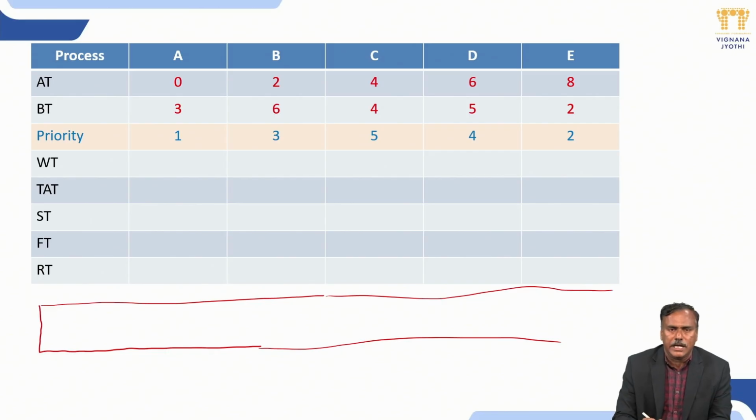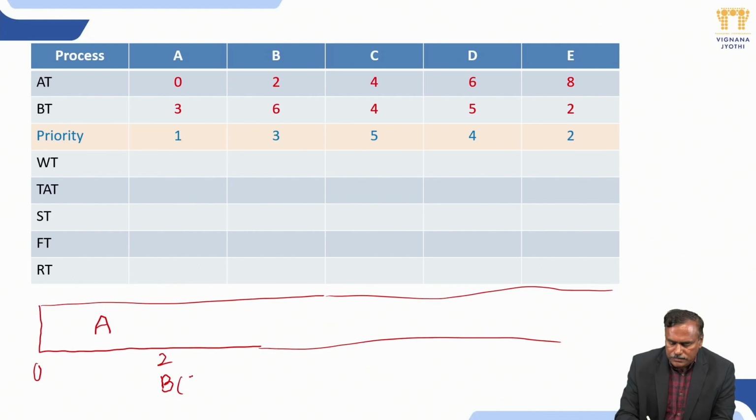So process A is ready at the 0th interval of time. So you are going to start the execution of this process A. At the second interval of time, a new process is going to enter the queue. Here you have to take into consideration the priority of the job. The priority of this newly entered job is 3. Now the current execution process is A, whose priority is 1.